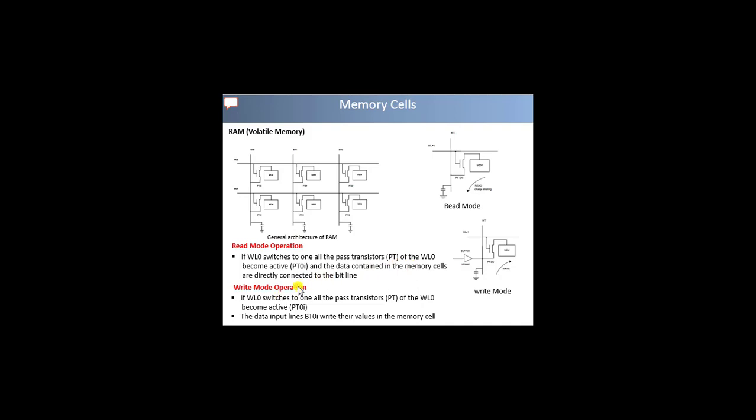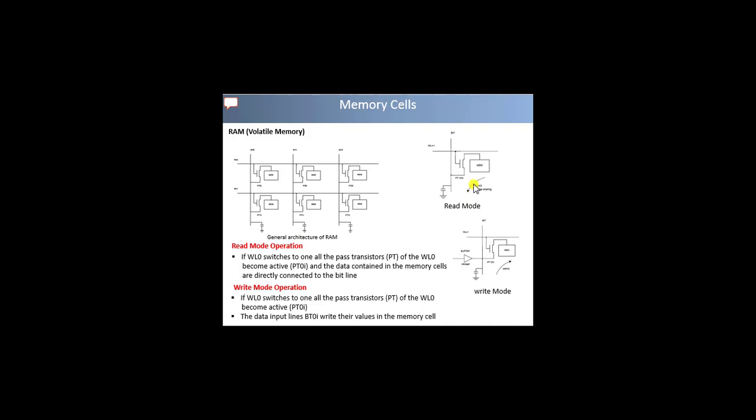Now in the write mode operation, the memory cell is selected by its corresponding word line, and the data to be written to this cell is applied by the bit line. This data is buffered and then applied through the pass transistor into the memory cell.